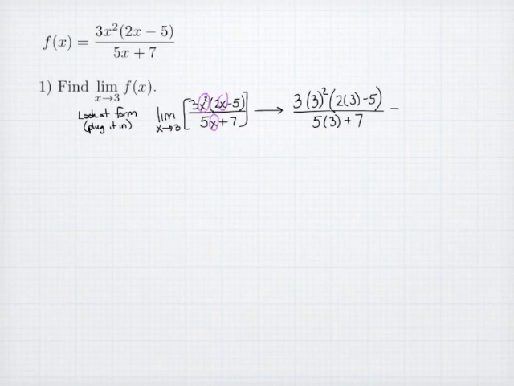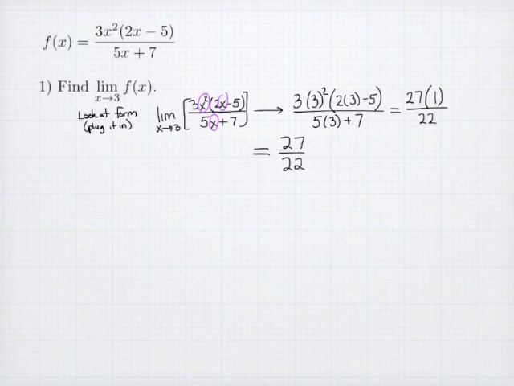So we just multiply things out. 3 times 3 squared is 27. 2 times 3 is 6, minus 5 is 1. Divided by 15 plus 7 is 22. And so our answer, the limit, has a value of 27 over 22.